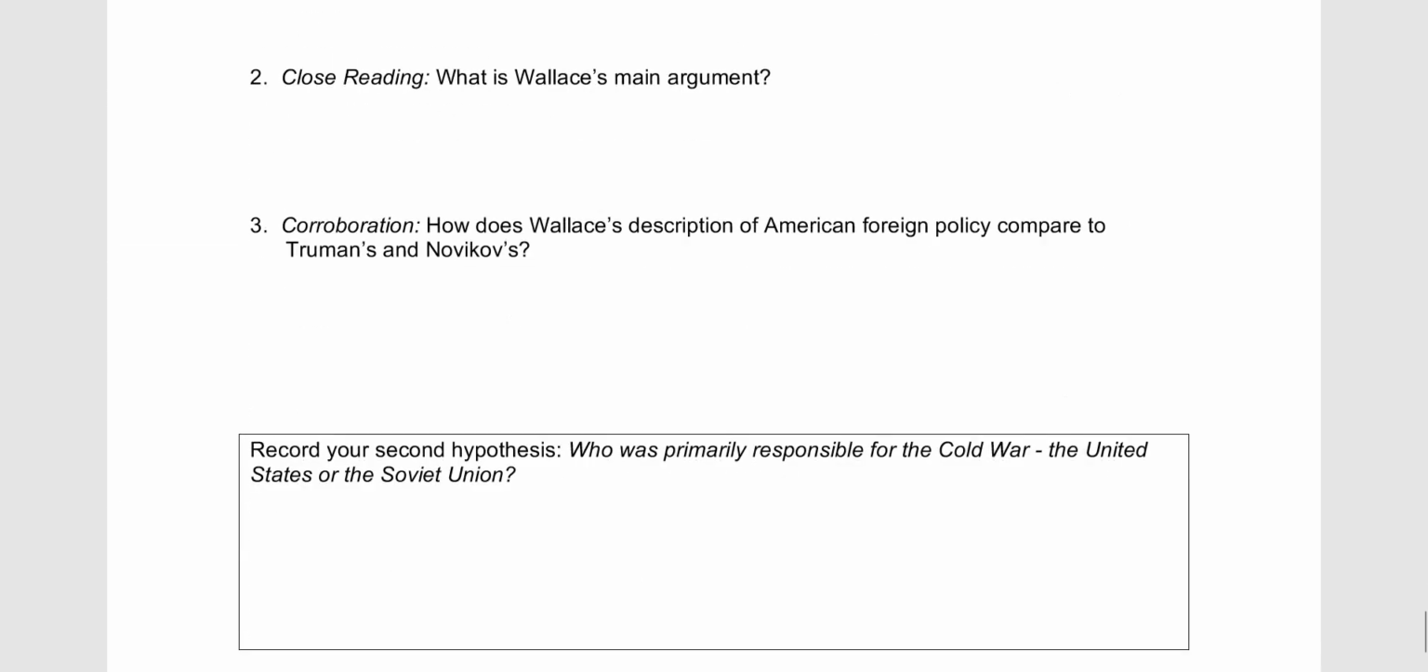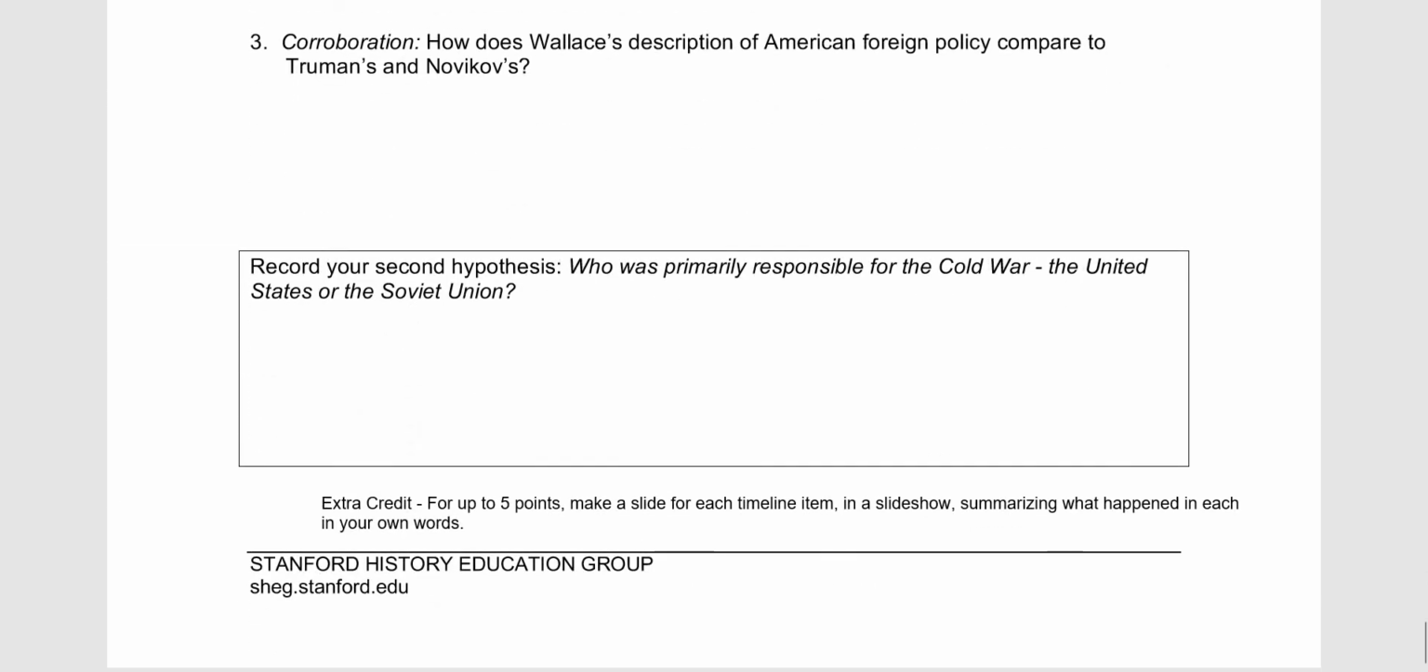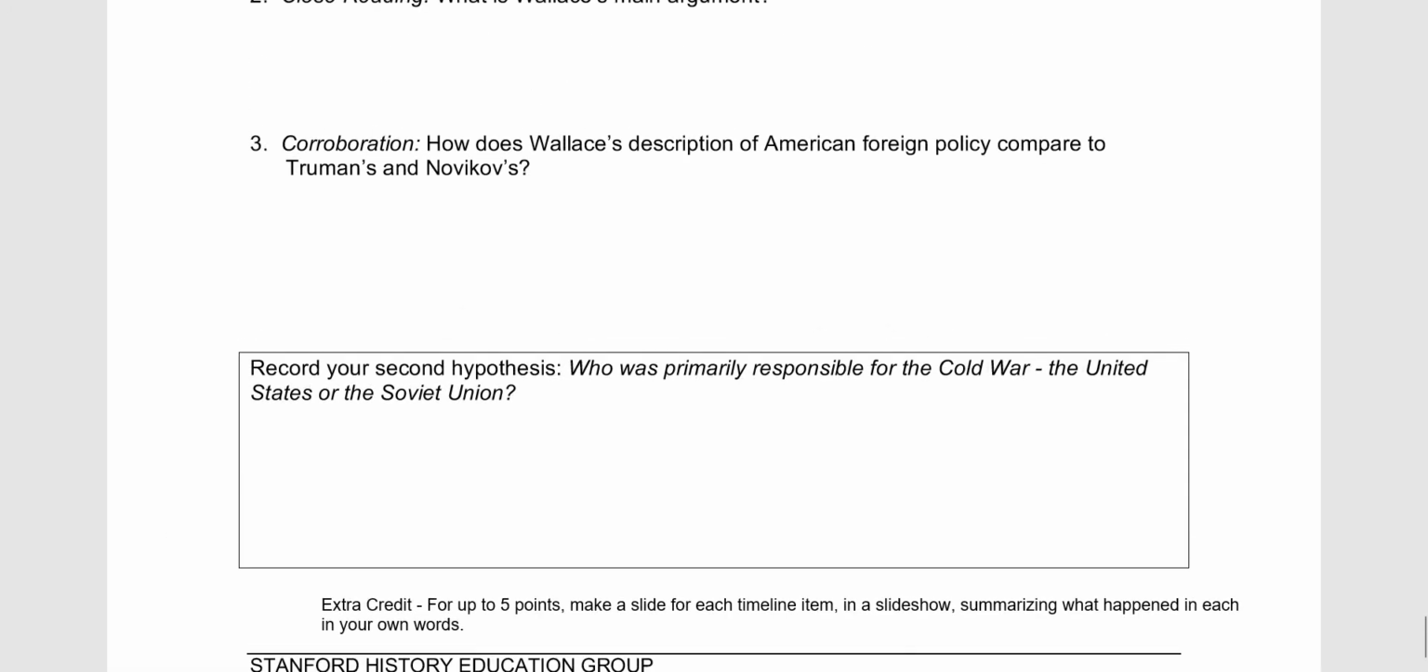So I want you to answer those 3 questions. Feel free to pause and look back at the resources if you need them. If you can't find it, you can find this document on Sheg.Stanford.edu. And then ask yourself, who was primarily responsible? And with this second hypothesis, I need you to give me some evidence from one of the 4 documents if you want full points. Any evidence that you think supports your claim.